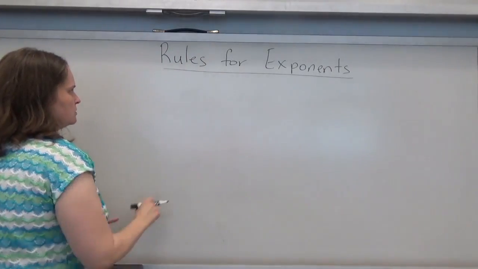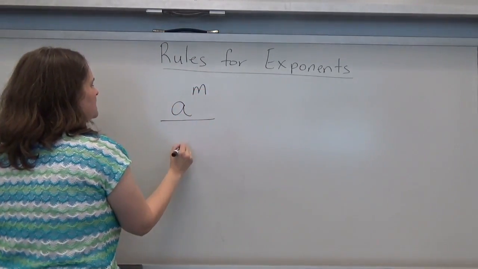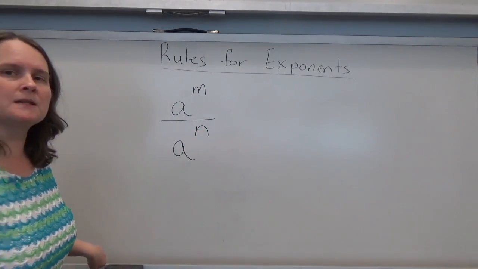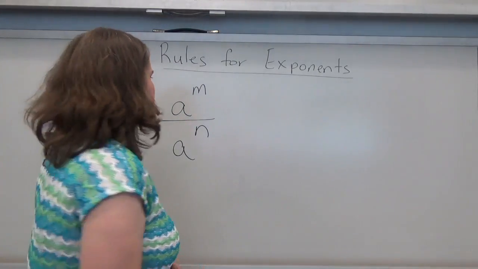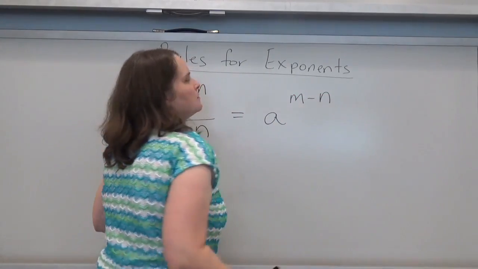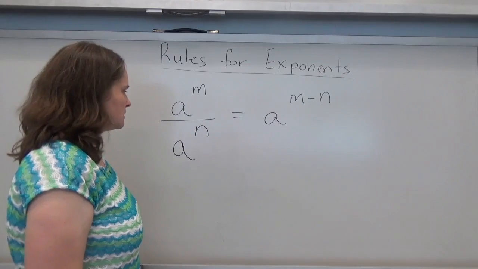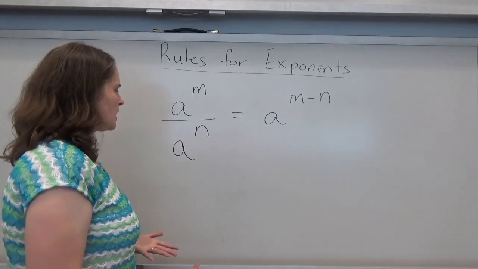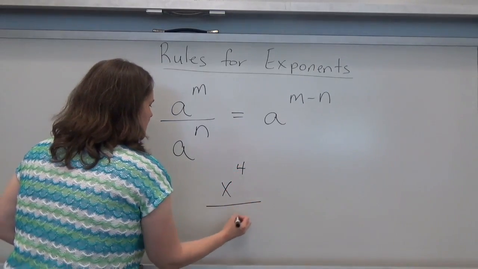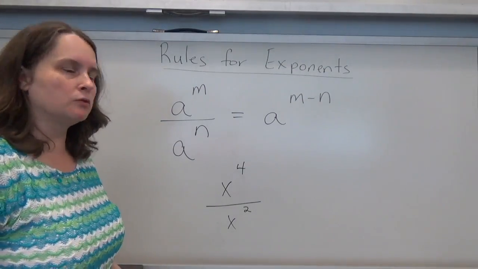All right. The quotient rule tells me that if I've got a base raised to a power, and now I'm dividing it by the same base raised to a different power, this rule tells me that I get to keep the common base and subtract my exponents. So a to the m minus n power. Okay, why does that work? Well, let's say maybe you've got x to the 4th power, and I want to divide it by x to the 2nd power. Okay, so pretend like I don't know my rule yet.